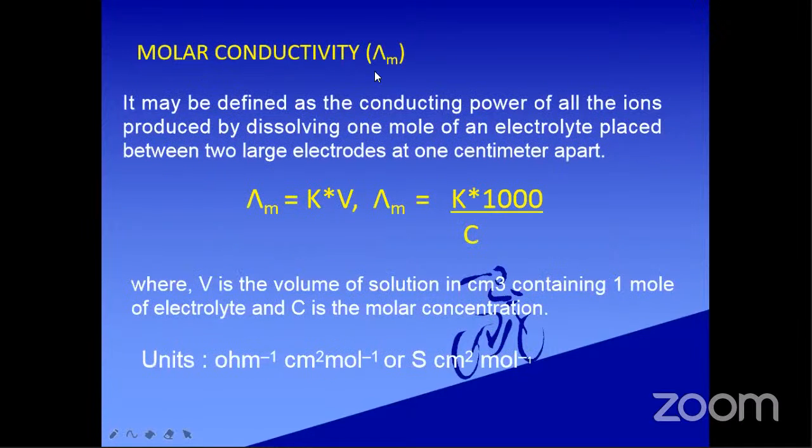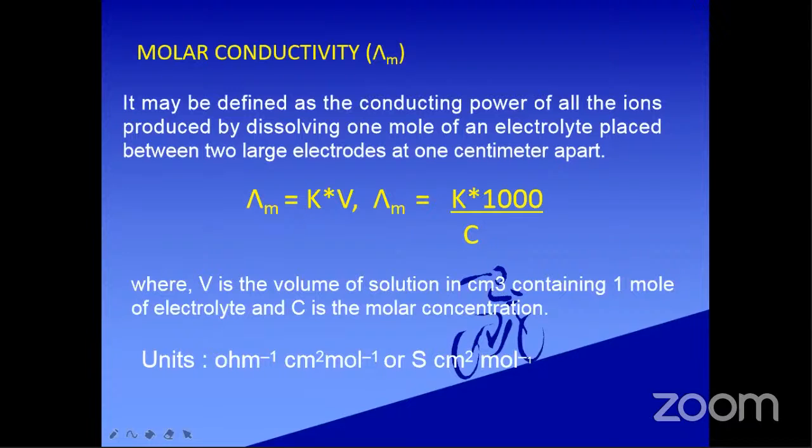And next, molar conductivity lambda m. So what is molar conductivity? It is the conducting power of all the ions produced by dissolving 1 mole of electrolyte. We are taking molar here, that's why we have to take 1 mole of the electrolyte. 1 mole of the substance is dissolved in the electrolytic solution, so some ions will be generated. The conducting power of all those ions is called molar conductivity, or molar conductance, lambda m.